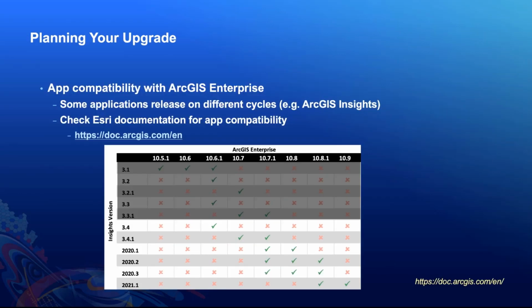Another consideration is app compatibility. You may have several apps added to your ArcGIS Enterprise. These could be ArcGIS Insights, for example, or Collector for ArcGIS. Some of these applications are on different release cycles than ArcGIS Enterprise. It's best to check the app compatibility in the documentation. For example, from an application functionality perspective, if you want to take advantage of new features of ArcGIS Insights version 2021.1, you would need to have ArcGIS Enterprise 10.8.1 or 10.9 to install that version of Insights.